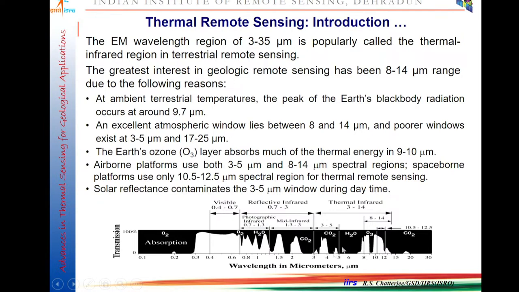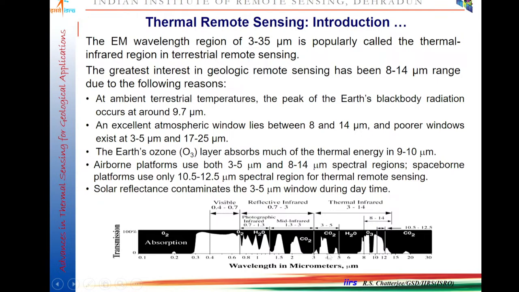So we can use 3 to 5 micrometer in the case of airborne sensors, as well as the entire 8 to 14 micrometer, because the ozone layer problem is not there. But in 3 to 5 micrometer, there is another problem. 3 is the upper limit of the optical region, and in the optical region a lot of reflection takes place. So during the daytime, you will have reflected signal also. There will be mixing of solar reflectance, that means reflected energy, with the emitted or thermal energy. So if you go for the 3 to 5 region, there will be this kind of mixing problem.